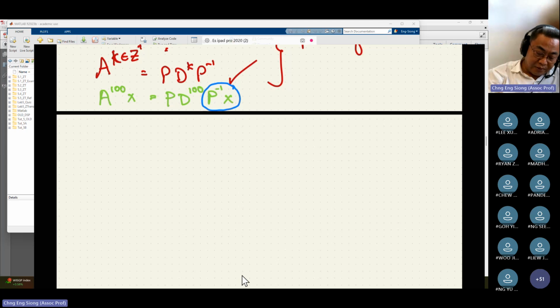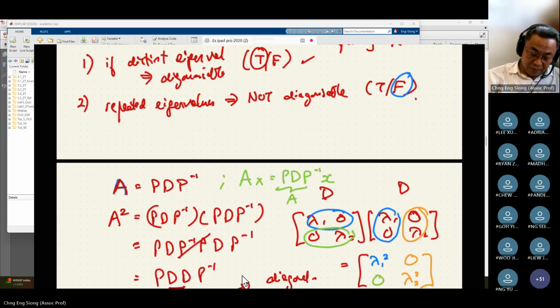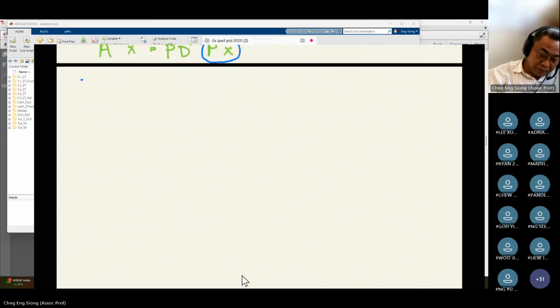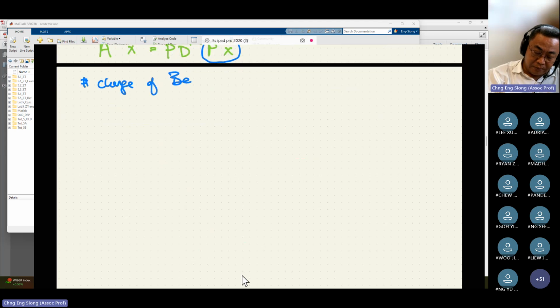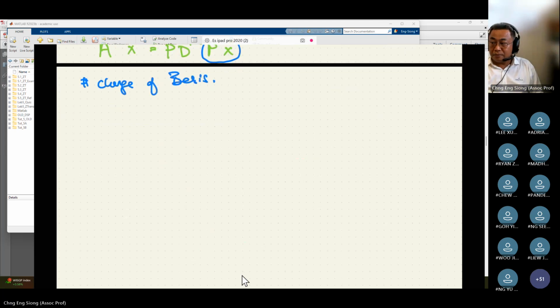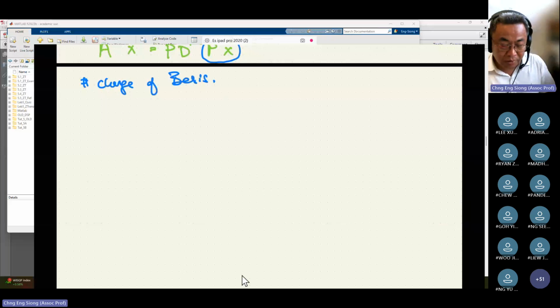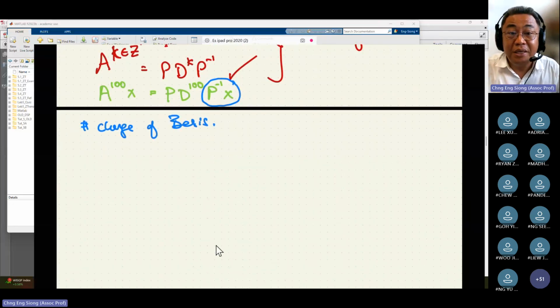So let's revise. Change of basis. Okay? So you'll realize that P inverse X is a change of basis. All right, let's see.